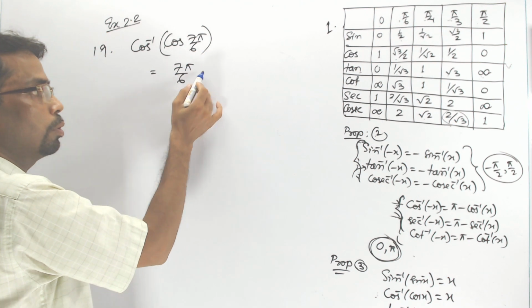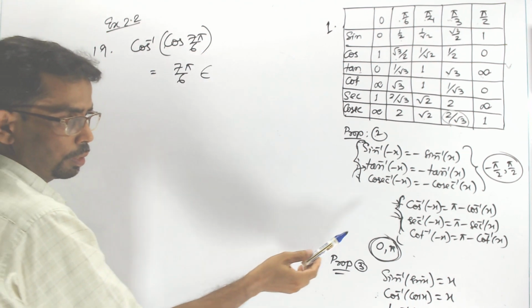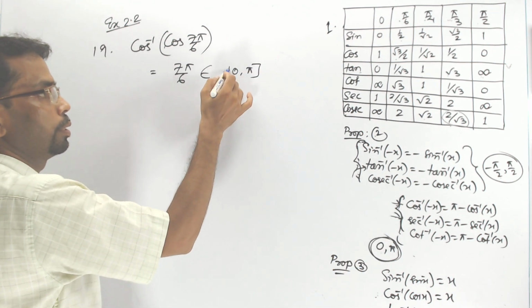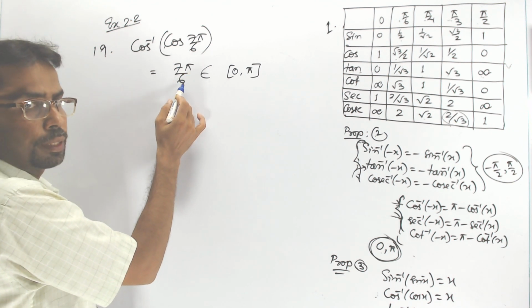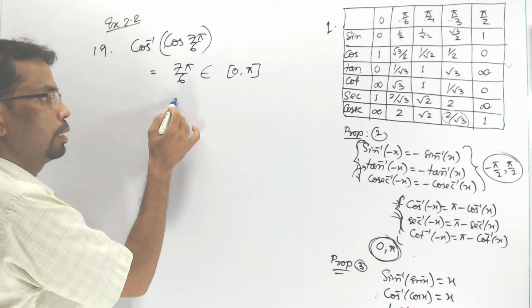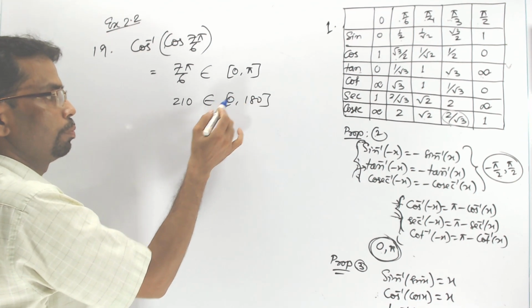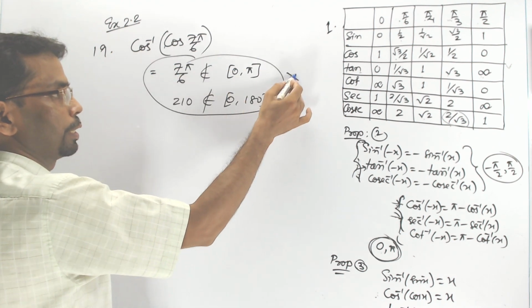Now the value you got must be in the range of cos inverse. The function is cos inverse, and cos inverse range is 0 to pi. It is a closed interval. Now see if it is correct or not. Pi is 180, divided by 6 is 30. 7 times 30 is 210. Is it lying between 0 to 180? No. 210 is going beyond. So this solution is not correct.